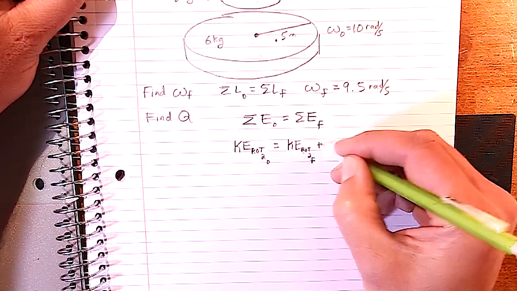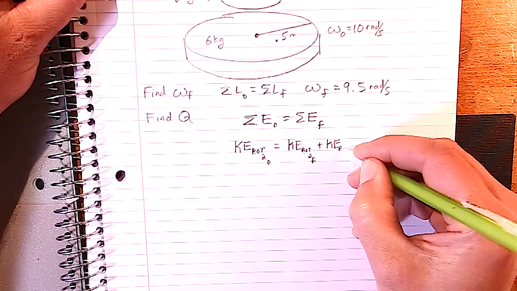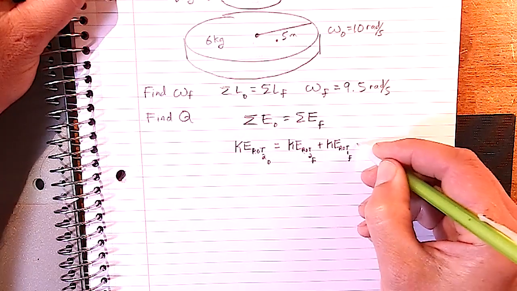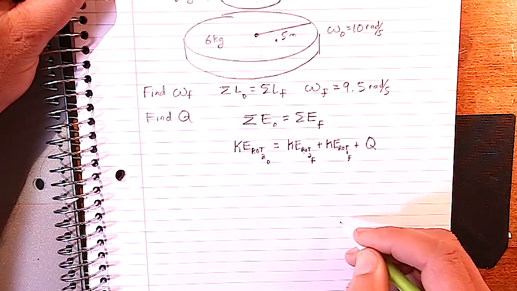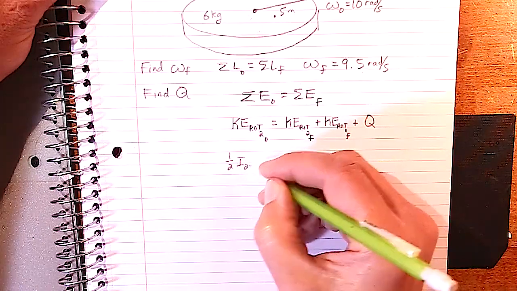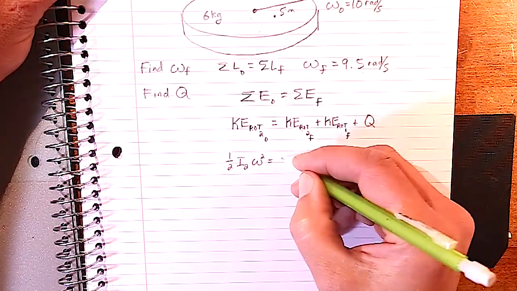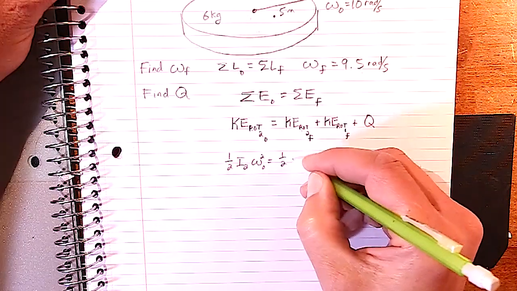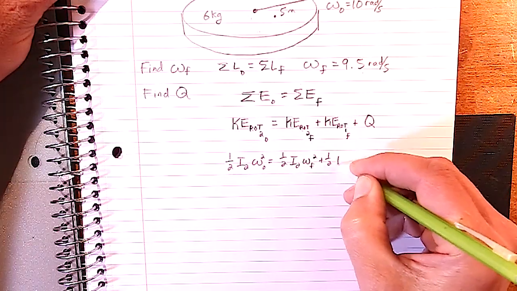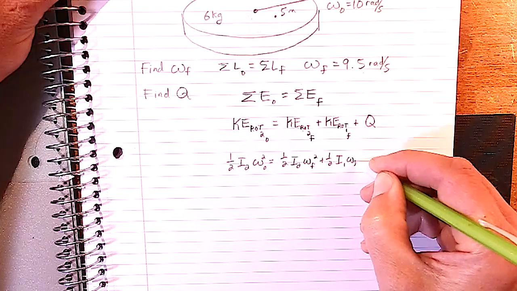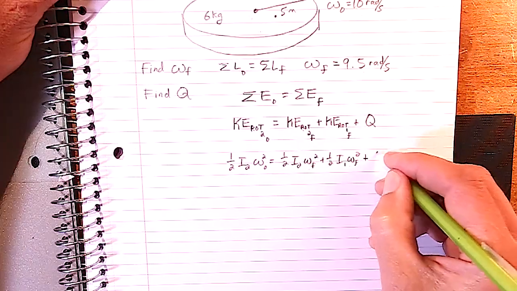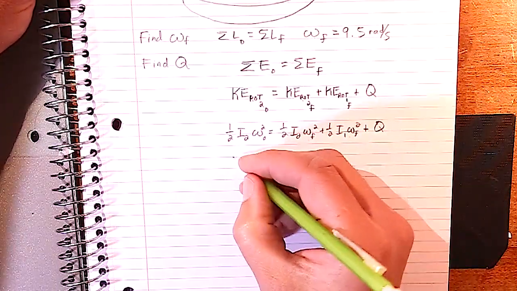It's only going 9.5. And then we have KE rot of the smaller disk, so we'll call that disk 1 final, plus the heat produced. So what do we have here? Well, we have 1/2 I2 omega squared, that's omega initial, equals 1/2 I2 omega final squared plus 1/2 I1 omega final squared, and these two are the same. So we could factor that out, but I didn't do it. Would have saved a little bit. And then we put our numbers in.